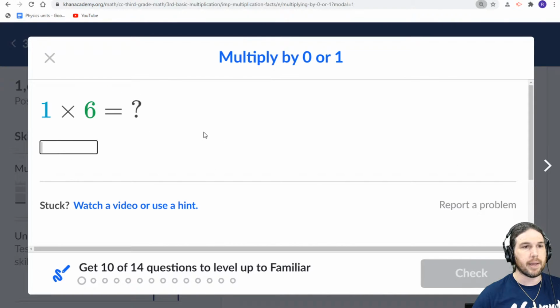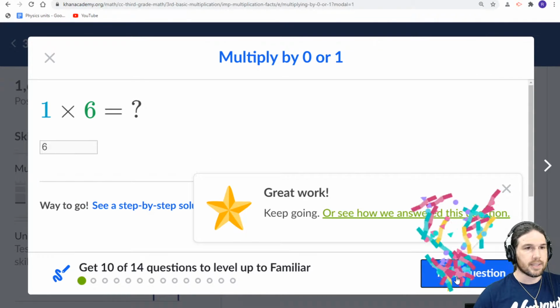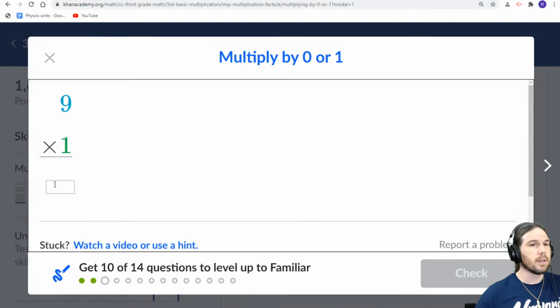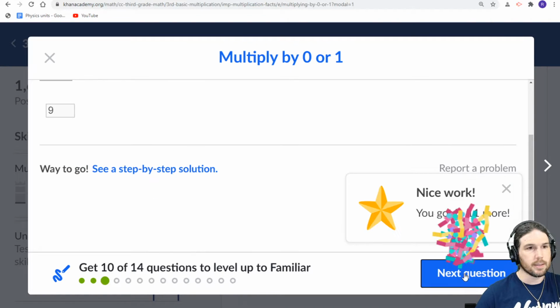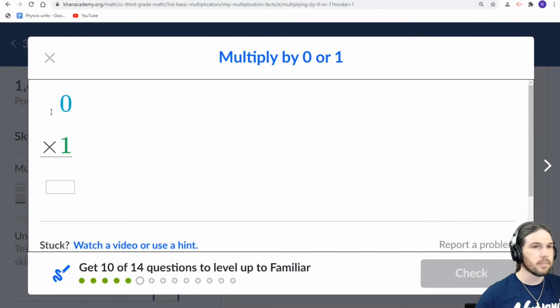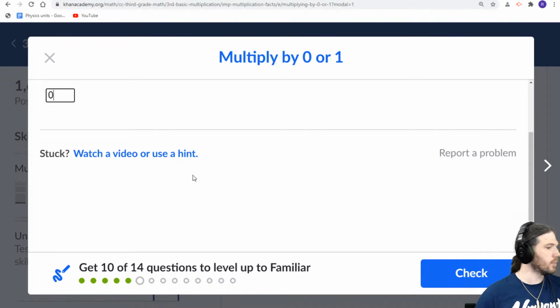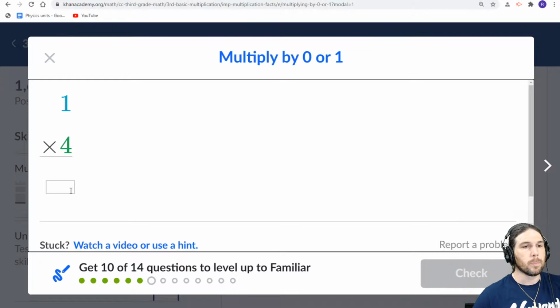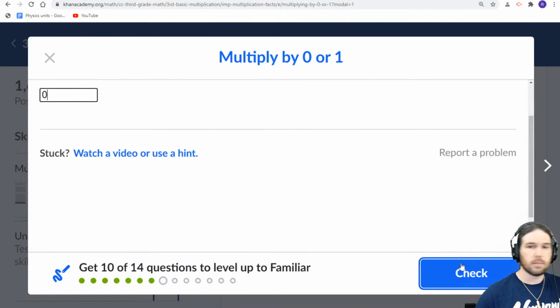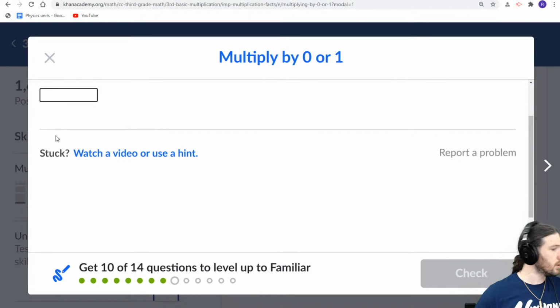Okay, so we're gonna jump through this really, really super duper fast. I'll zoom in a bit, but let's just get this over with. 6, 0, 9, 0, 2, not 22, 1, I'm sorry, 0, 4, 0, 7.